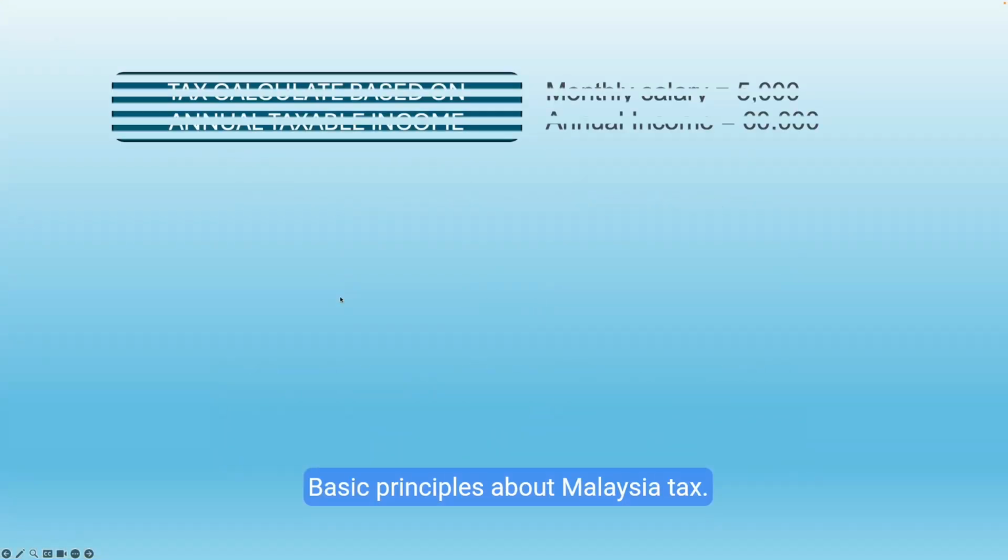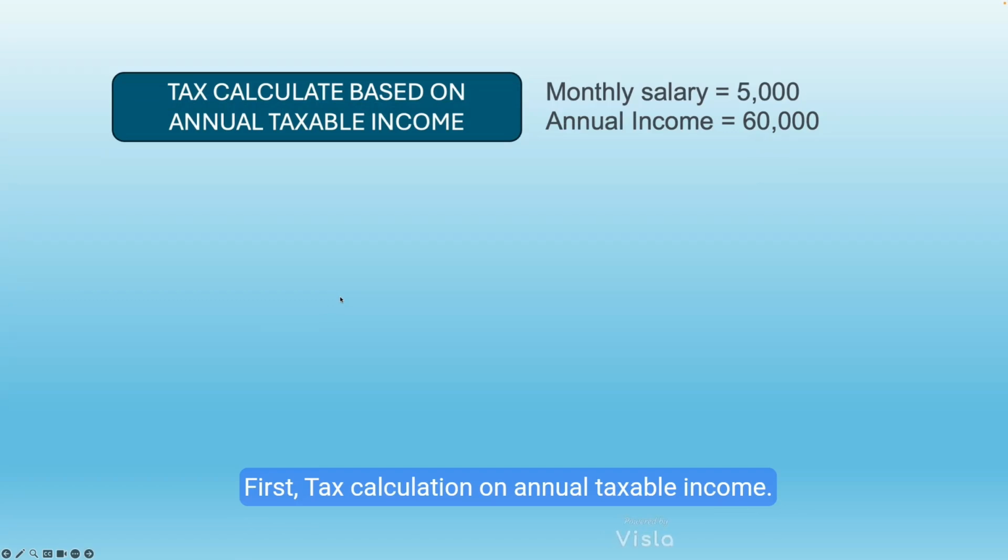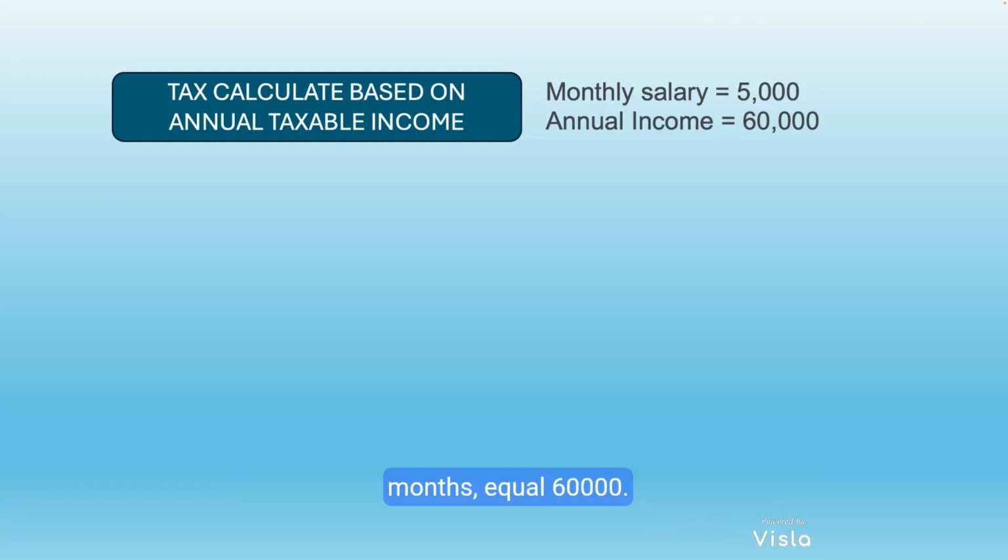Basic principles about Malaysia tax. First, tax calculation is on annual taxable income. For example, if an employee earns a monthly salary of 5,000, annual taxable income will be 5,000 multiplied by 12 months, equals 60,000.